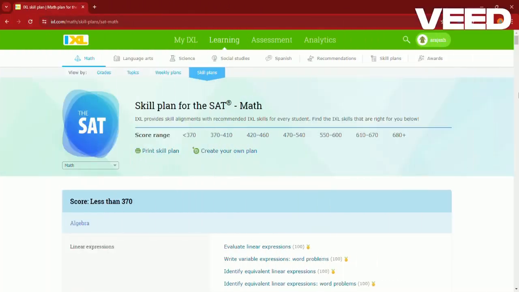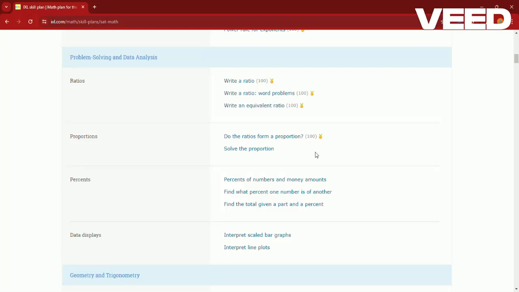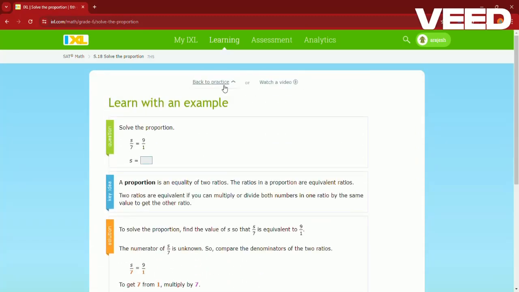Previously, we have done 1-21. We're going to do 1-22. Solve the proportion. Here we go. But let's learn with the example. Solve the proportion. S over 7 equals 9 over 1. The key idea is what is S equal to?